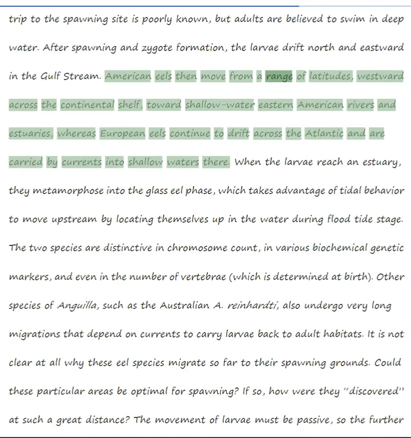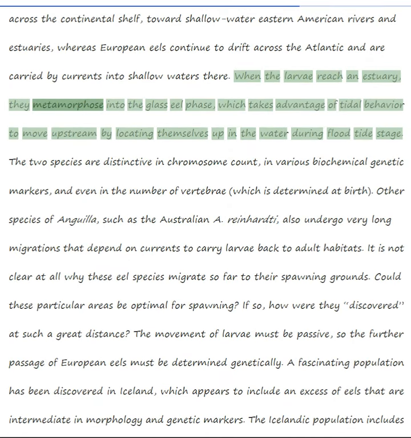American eels then move from a range of latitudes, westward across the continental shelf, toward shallow water Eastern American rivers and estuaries, whereas European eels continue to drift across the Atlantic and are carried by currents into shallow waters there. When the larvae reach an estuary, they metamorphose into the glass eel phase, which takes advantage of tidal behavior to move upstream by locating themselves up in the water during flood tide stage.